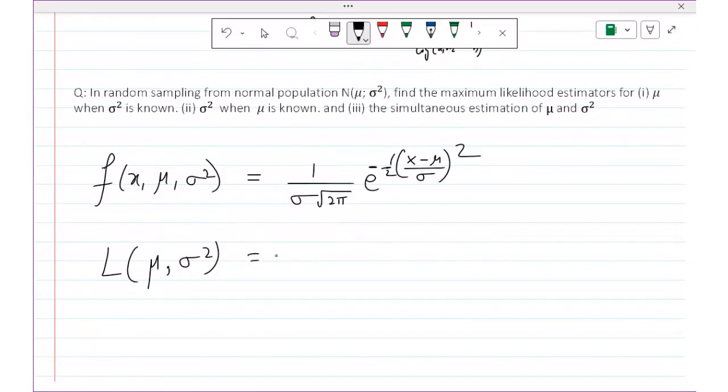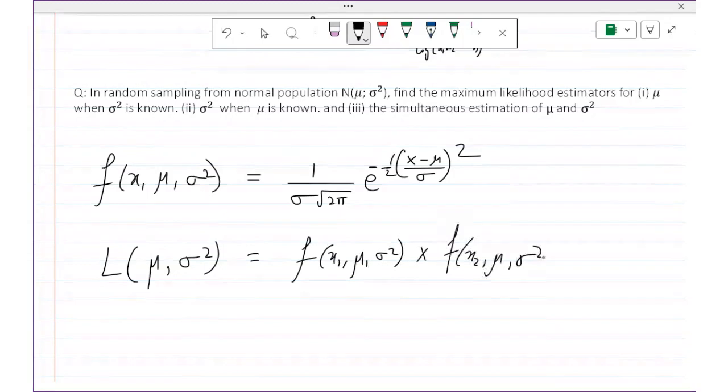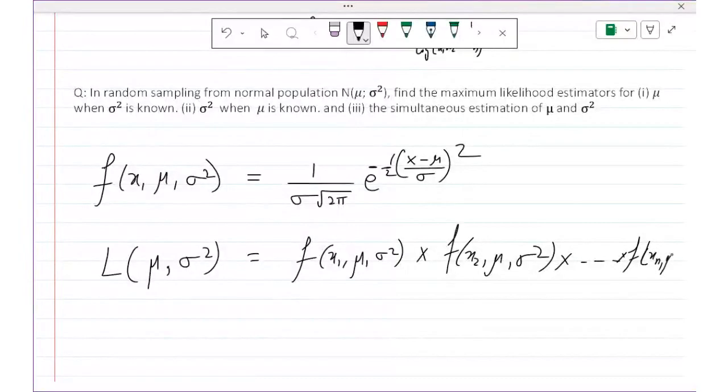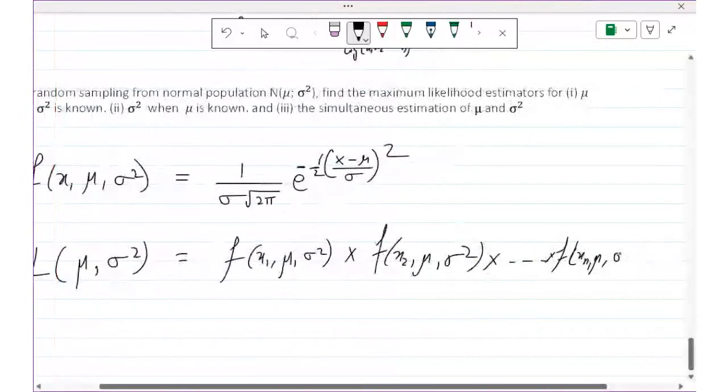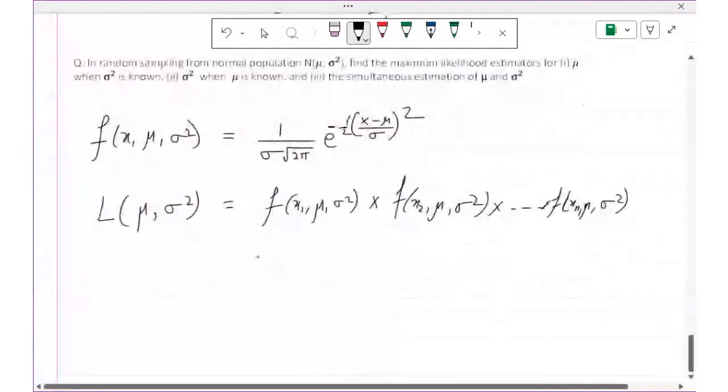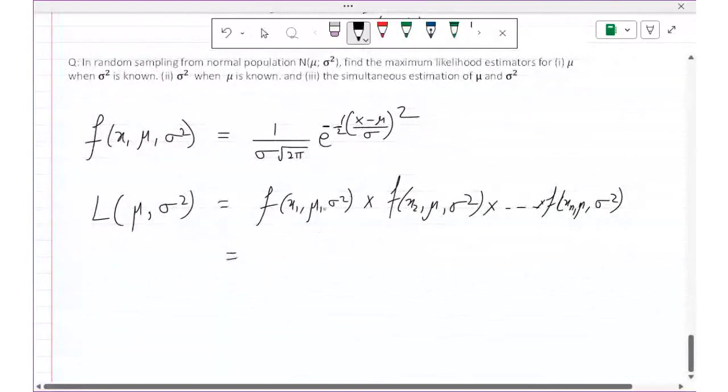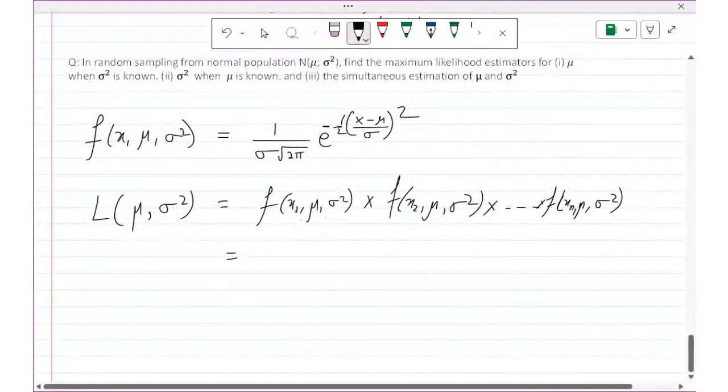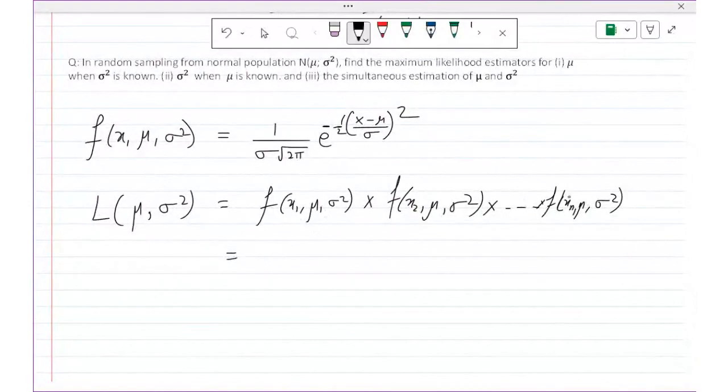So it is the product of f of x1 comma mu comma sigma square, into f of x2 comma mu comma sigma square, and so on, up to f of xn comma mu comma sigma square. Now we will put the values x1, x2 and xn into this density function.